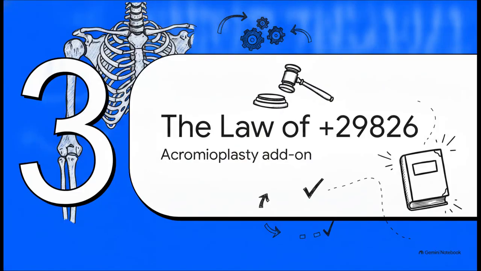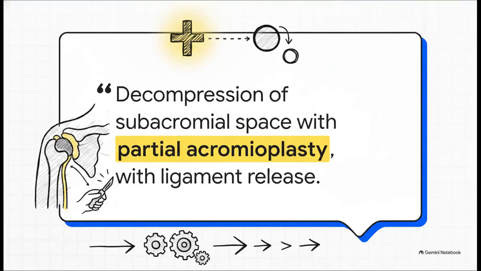Section 3, the law of plus 29826. It's time to shift our focus from the physical anatomy to the strict CPT mandates. Now, what's really interesting here is the specific language CPT uses. The descriptor reads: arthroscopy, shoulder, surgical, decompression of subacromial space with partial acromioplasty with coracoacromial ligament release when performed.